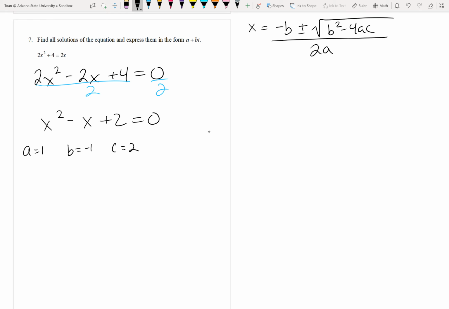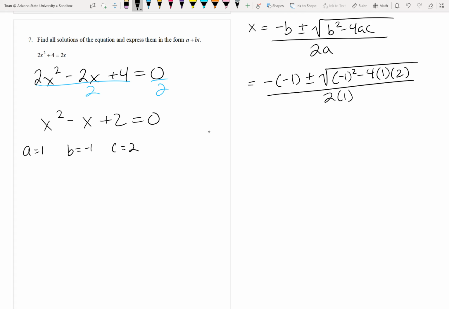So I'll just substitute everything in. Negative b is negative (-1), plus or minus the square root of (-1) squared, minus 4 times a is 1, times c is 2, all over 2 times 1. Notice I use parentheses when I substitute. So that gives you 1 plus or minus the square root. All the stuff inside here, I'm just going to do mental math, or just use a calculator if you want. That gives you negative 7 over 2.